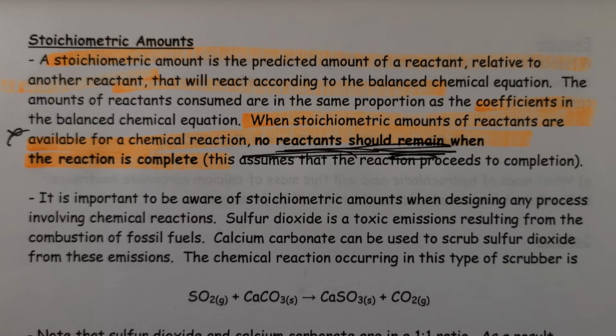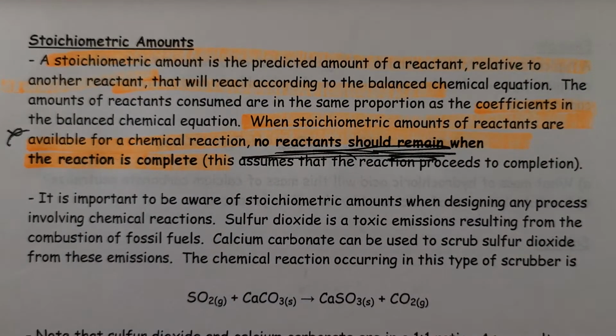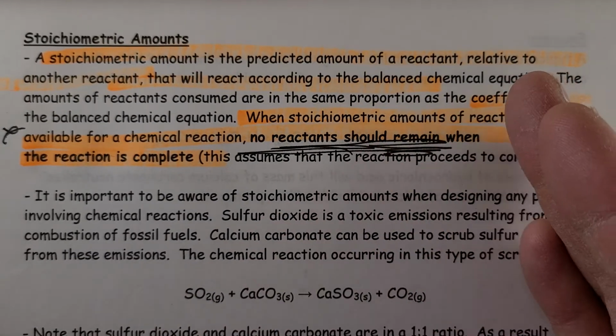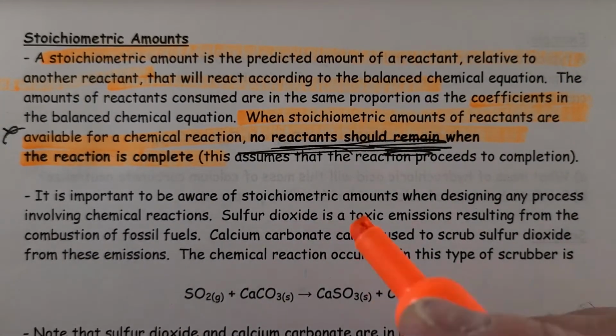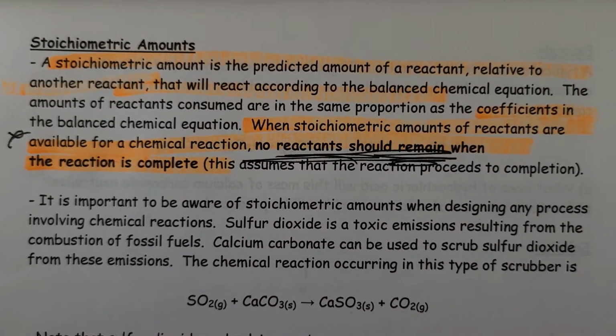So it's kind of a special occasion here in which we actually have everything getting used up. Later on, we'll see with limiting reagents that one thing gets used up, one thing is likely left over. So you have a limiting amount and an excess amount. But these ones here, we're just simply looking at having that perfect amount, so there are no leftovers.